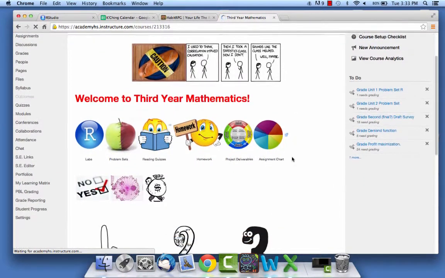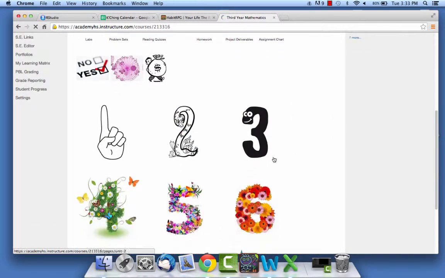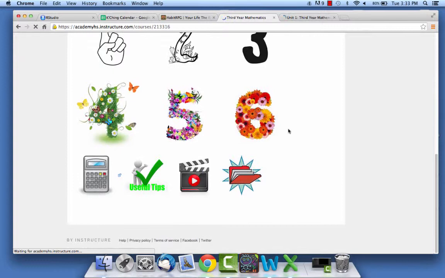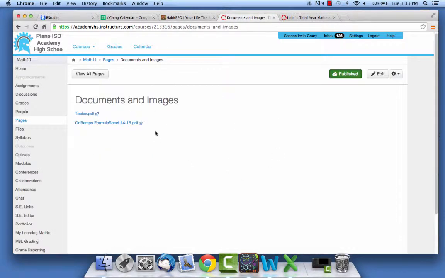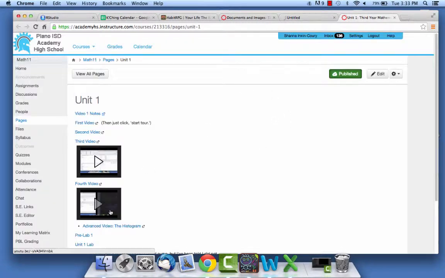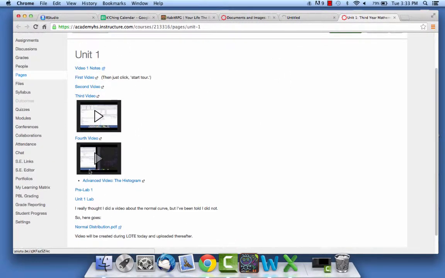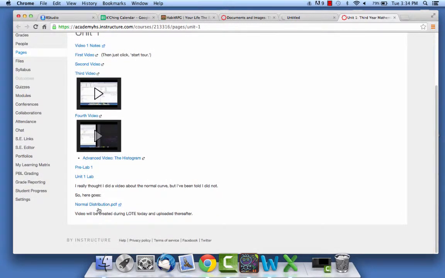I'm going to first show you where to get the documents. So here's Unit 1. Because normal distribution's in Unit 1, we need something from there. Tables are in here. They'll apply to more than one unit by the end, so they're not in a unit. So in Unit 1, here are the videos already created, and then down here is where I'm going to put the normal distribution one. So this is where the notes are.